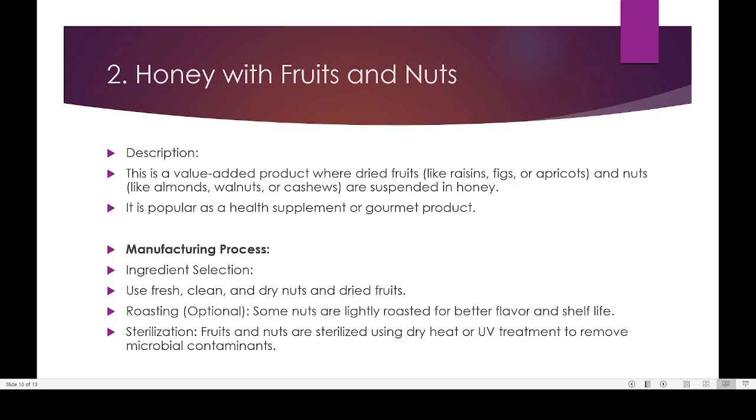So this is how we prepare honey with fruits and nuts. Then some sterilization or UV treatment should be done so that there will not be any bacteria or microorganisms in it. So this is also a marketable product.